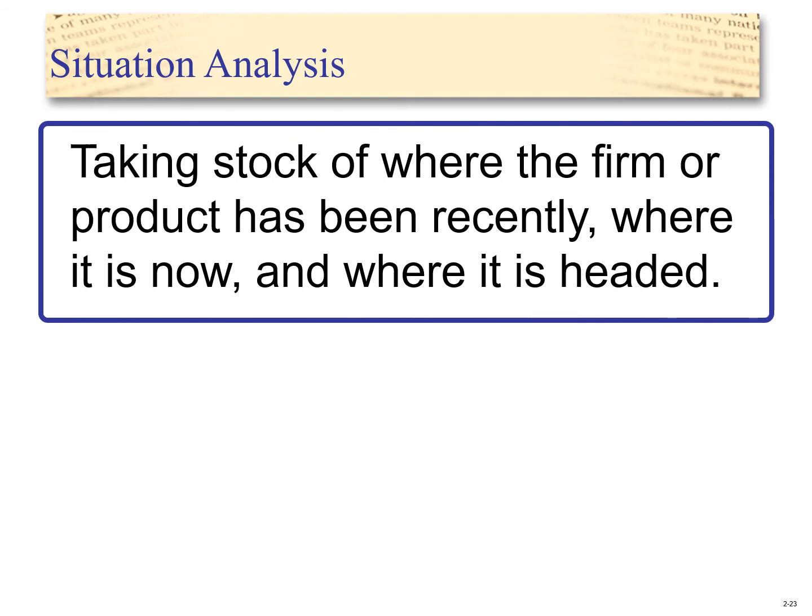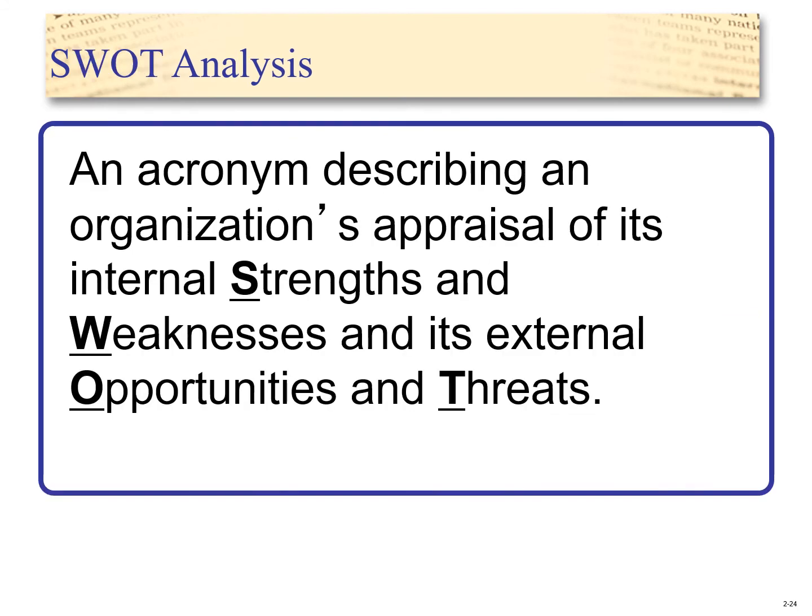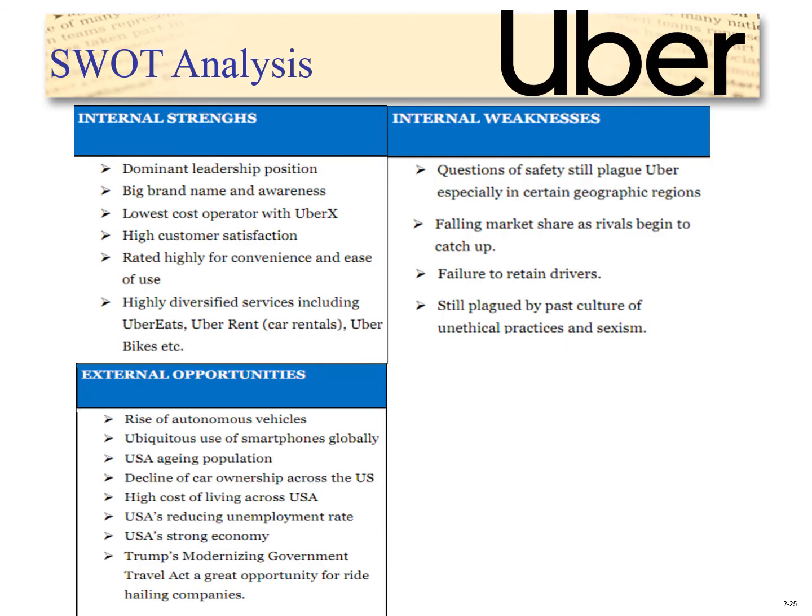That's the situation analysis. How do you do that? You do that using SWOT analysis. SWOT is an acronym for strengths, weaknesses, opportunities, and threats. Strengths and weaknesses are internal to the organization. That's something that they can control. That's something that's theirs. But opportunities and threats are external to the organization, which means they are out of their control, but they impact the organization. We'll just look at an example here.